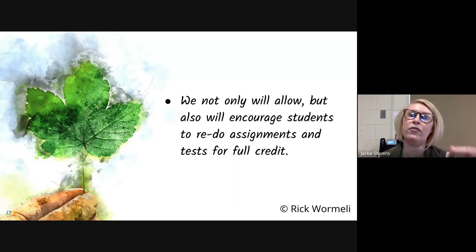I will say that, of course, that does come with a classroom management piece. You don't want a ton of kids after school retaking assignments. There are a lot of resources out there about how to manage redos and retakes. If you're looking for any of those, please let me know, and I'll be happy to email you some of those resources as well.